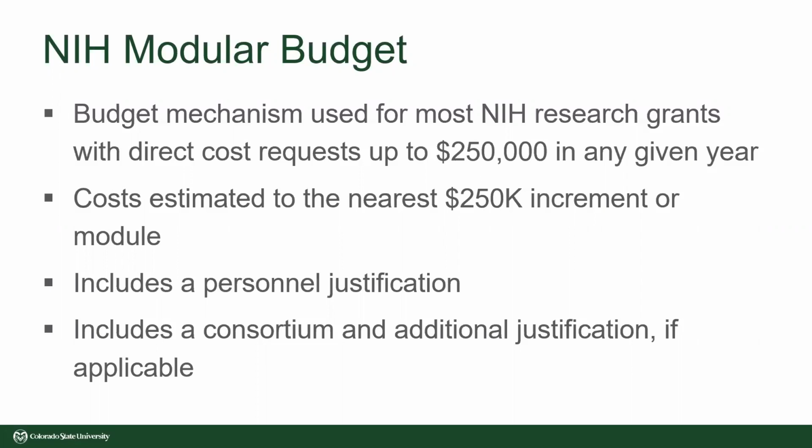So they came up with this 250 increment. It's been that way since like 98, it's at least been since like 98 or 99. They haven't changed that amount. So with this type of budget, the reviewers don't see the details, and you don't include cost estimates in your budget justification. The only thing that you include in the justification is a personnel justification.